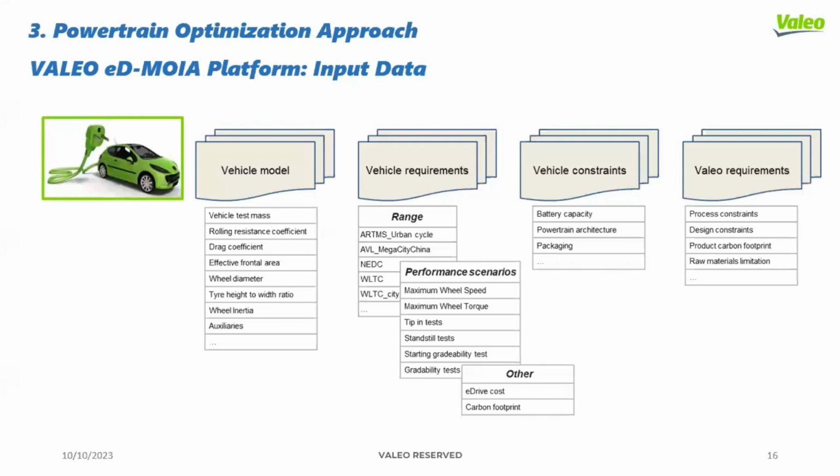Some examples of the vehicle constraints are battery capacity and the architecture. Do we want only one eDrive to be installed, or do we have the possibility to have 2, for example. And then we need also to respect our own constraints, process constraints, targets concerning CO2 or other.